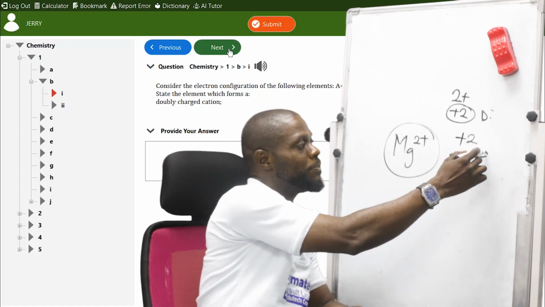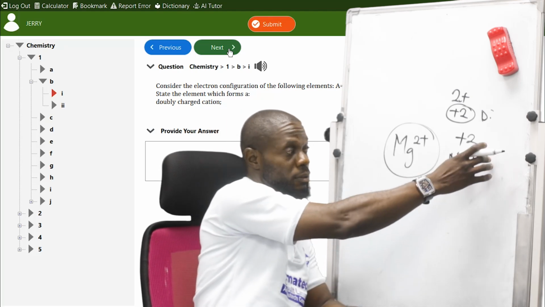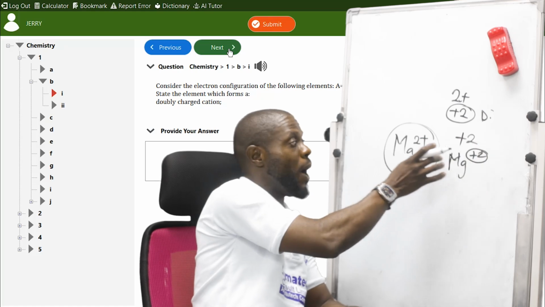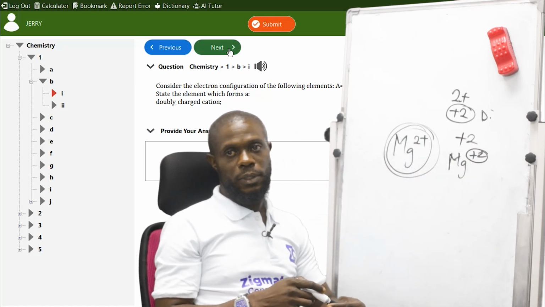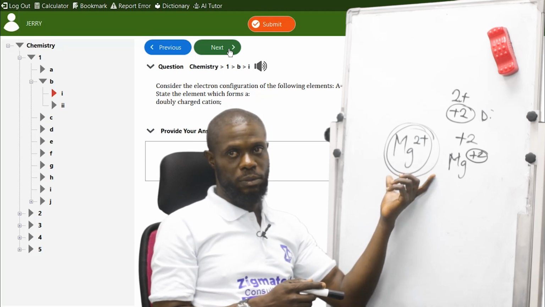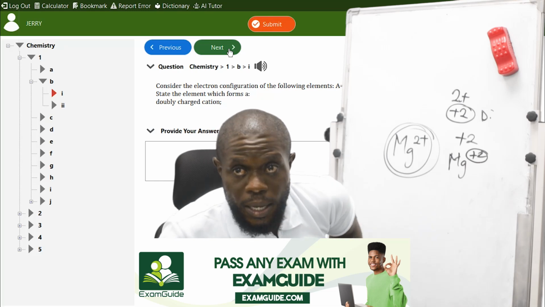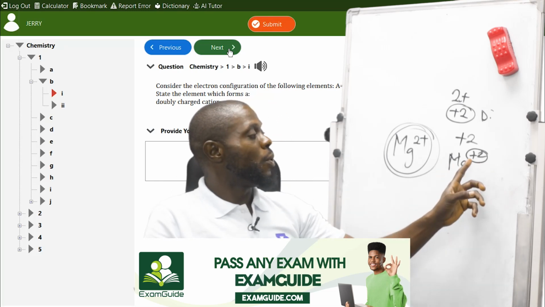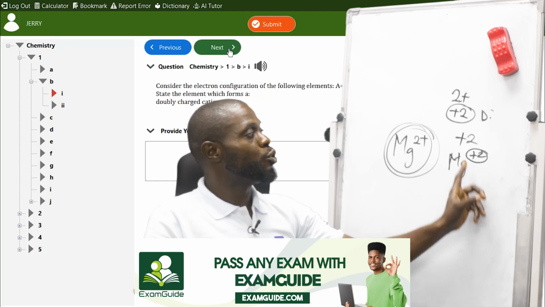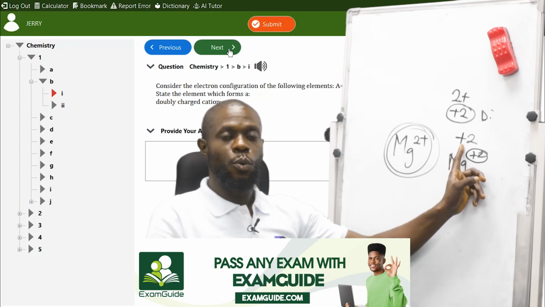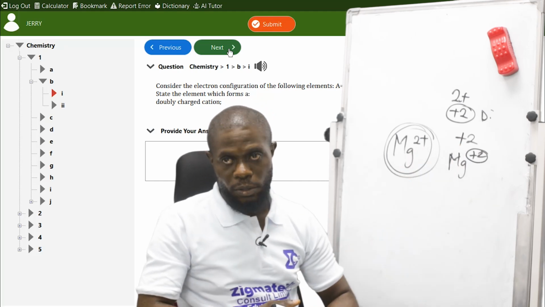This is basically an ion separately, while this becomes a dication, a double charge cation. Although they are the same thing, when you're identifying it as an ion separately, it's plus 2, like I said. But when being identified with an element, it becomes 2 plus.